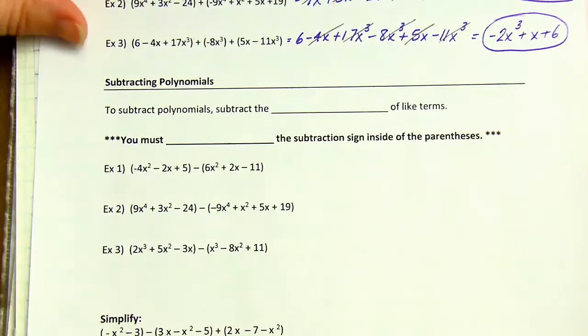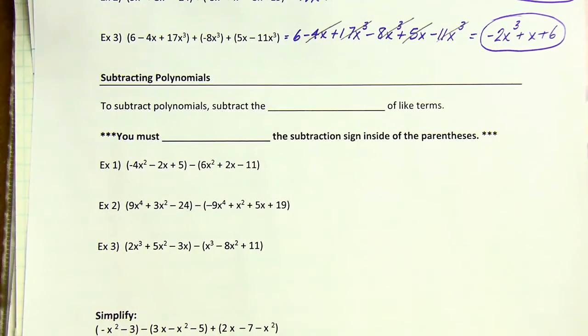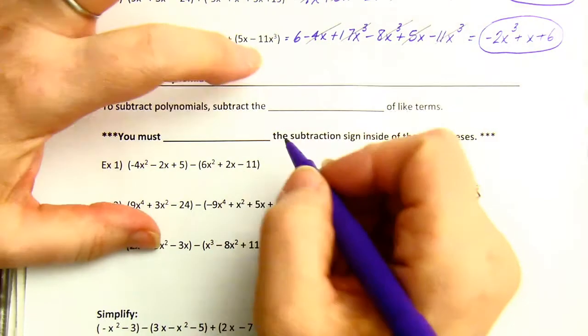All right, subtracting polynomials. Now remember, all right, back to the video. The announcements were going, so I had to pause the video. Subtracting polynomials. To subtract polynomials, you're going to subtract the coefficient of the like terms.